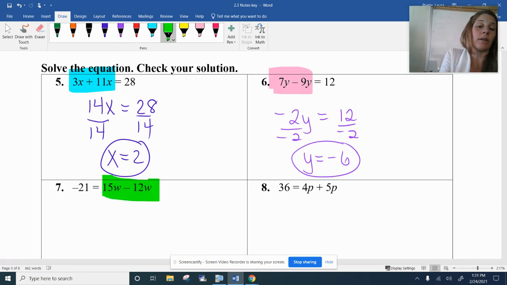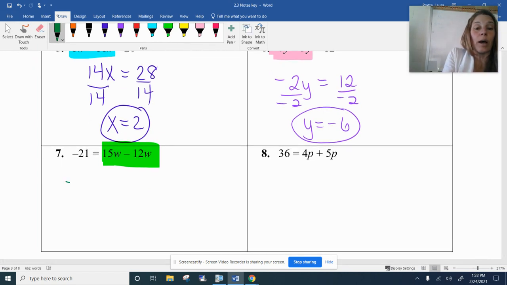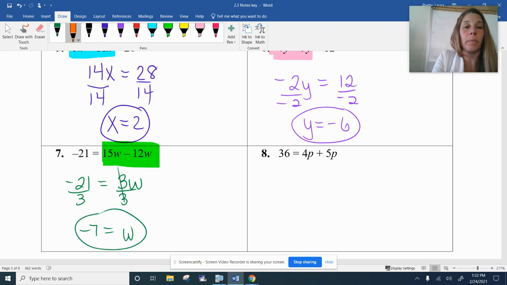On number 7, I have two like terms, again, on the same side of the equation. So I can combine them together just by doing 15 minus 12, which is 3. And now this 3w, I'm going to divide by 3 on both sides to get the w by itself, and I have w equals negative 7.